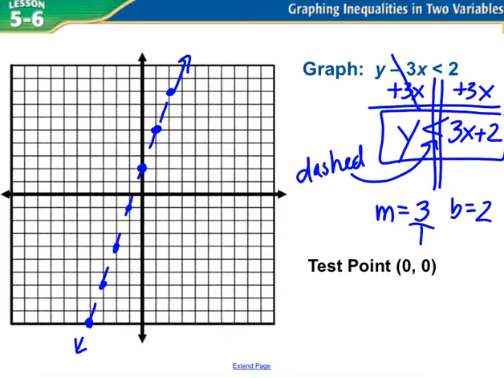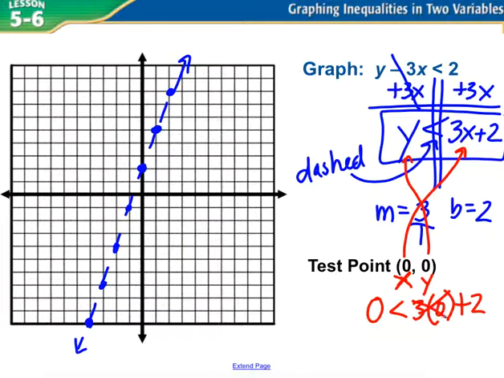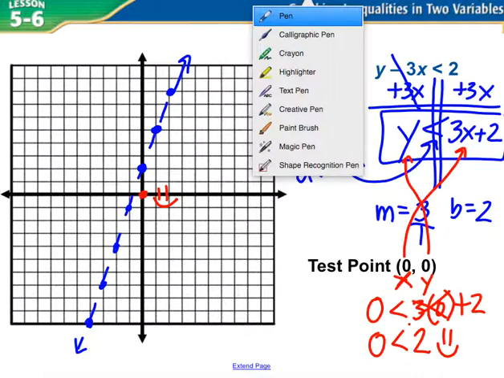All right. And then last thing we got to do, we got to figure out where's the rest of this solution. Is it to the left or is it to the right? So we're going to test this xy coordinate point, 0, 0. I would plug that in for x and I would plug that in for y. So is 0 less than 3 times 0 plus 2? 3 times 0 eliminates. And I've got the statement 0 is less than 2. Which is true. 2 is definitely bigger than 0. So that means the origin, this point right here, is a solution. That means all my solutions are to the right of my boundary line.